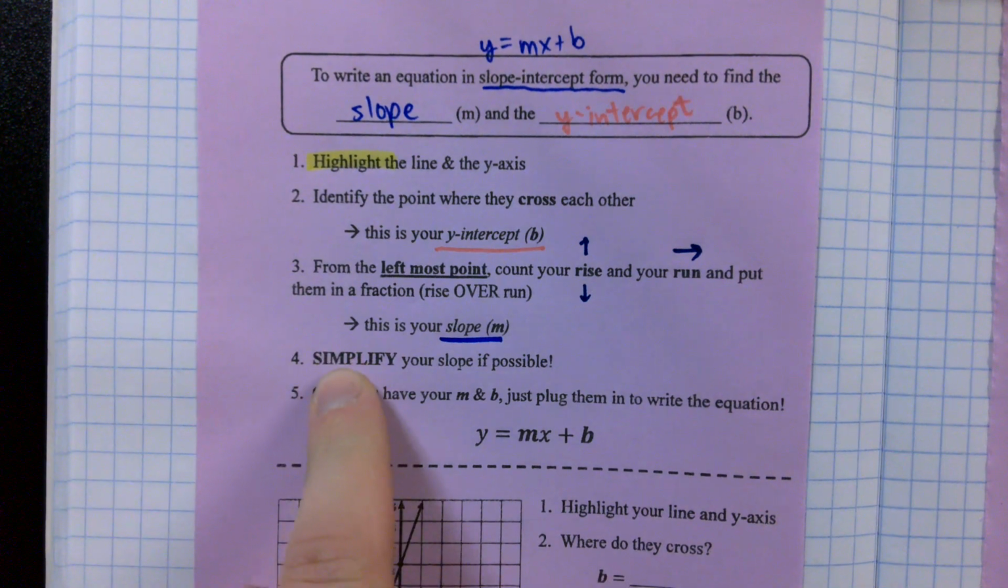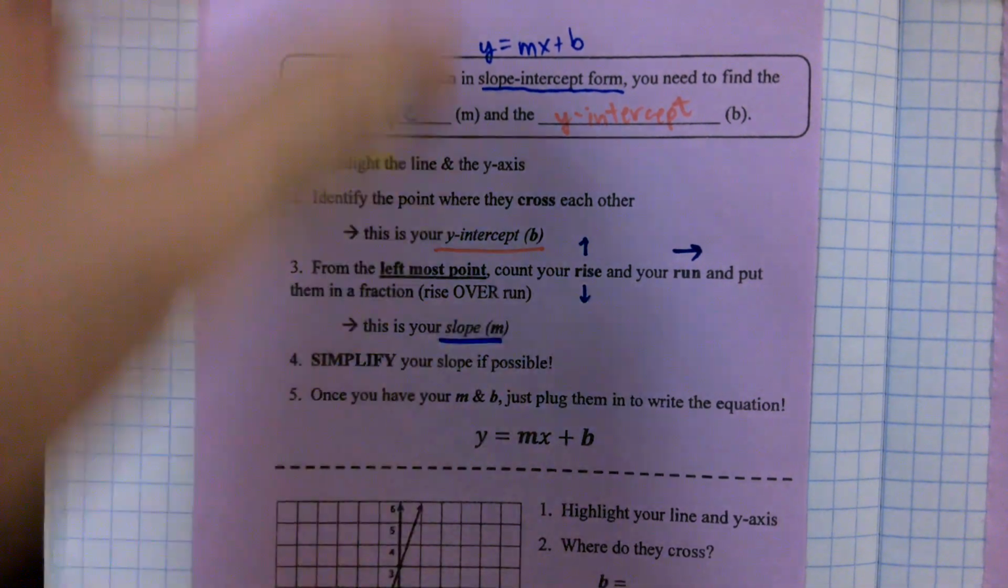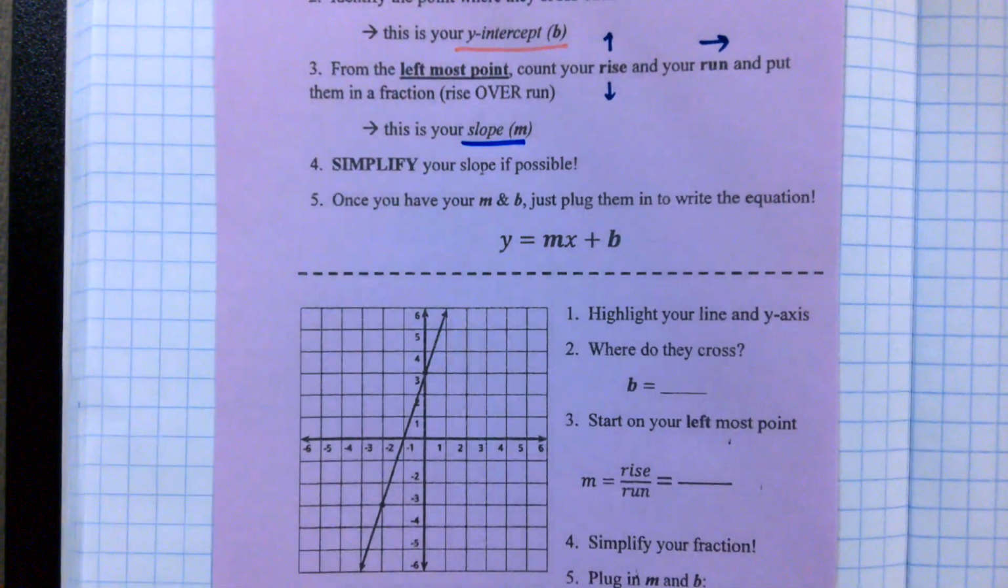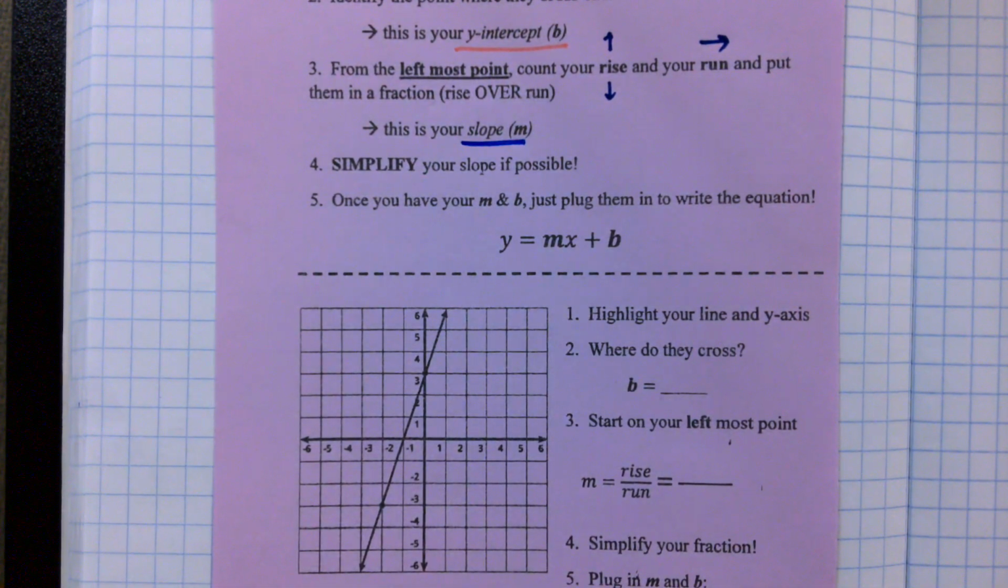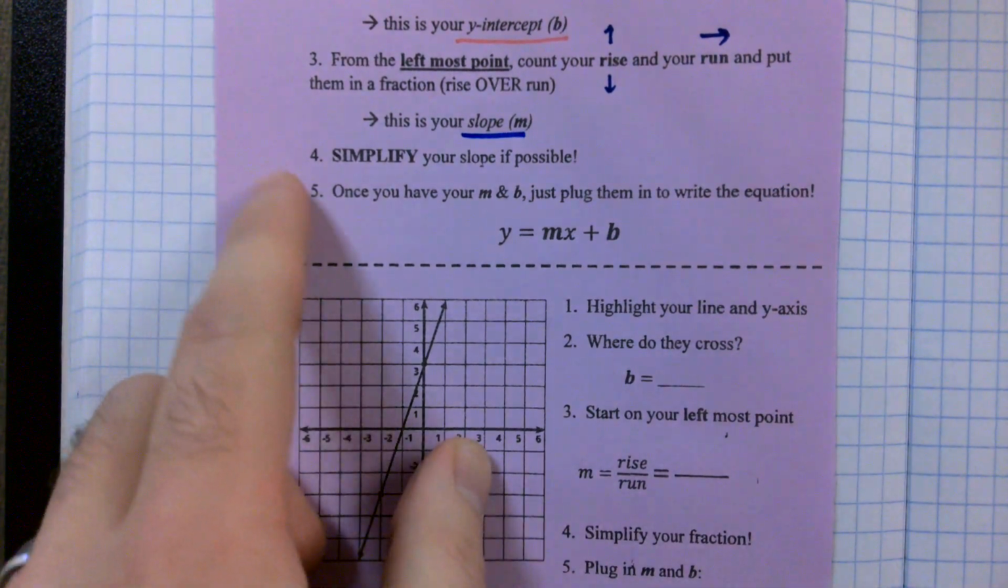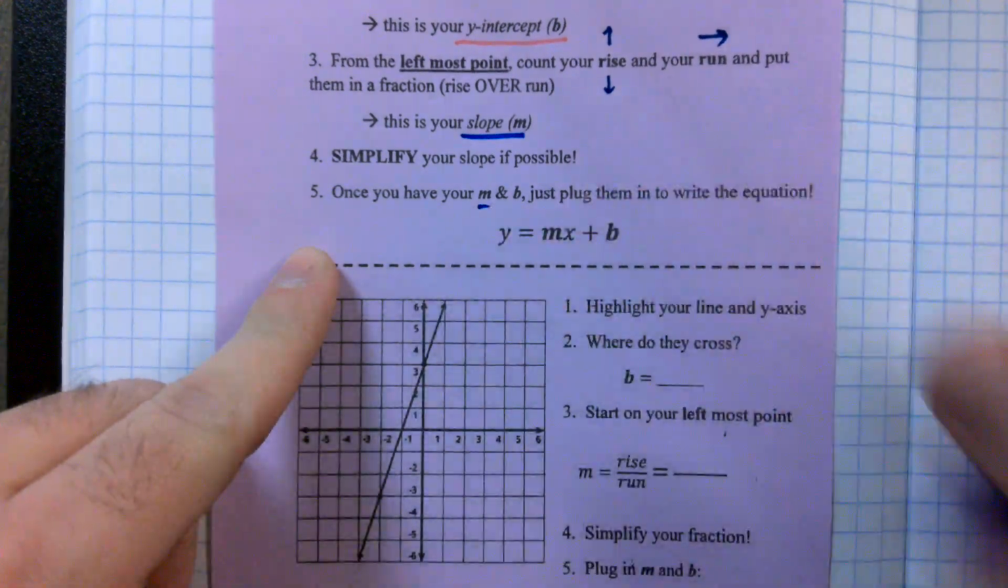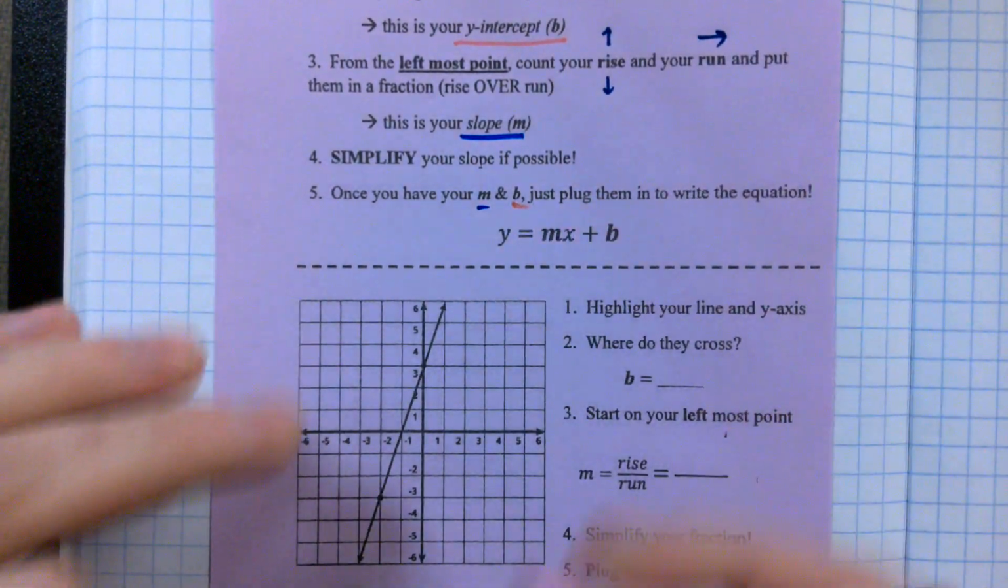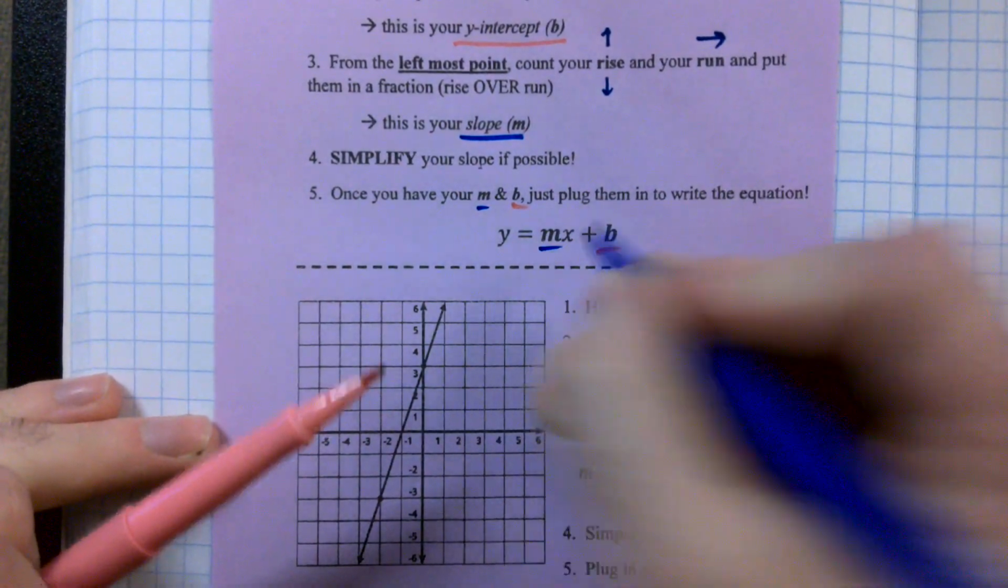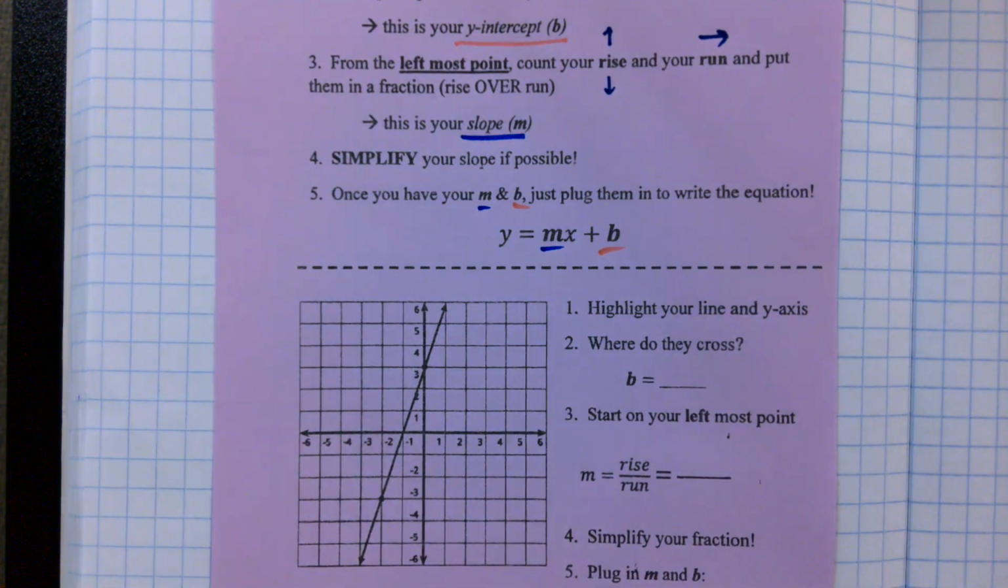Now, of course, we got to make sure we're simplifying our slope as much as possible. All right, so if I have 4 over 2, I'm not leaving it as 4 over 2. I'm simplifying it. Again, that's where a lot of us lost some points on the test last Friday. Once you have your m and you have your b, you're just going to plug them into our equation for the m and the b.